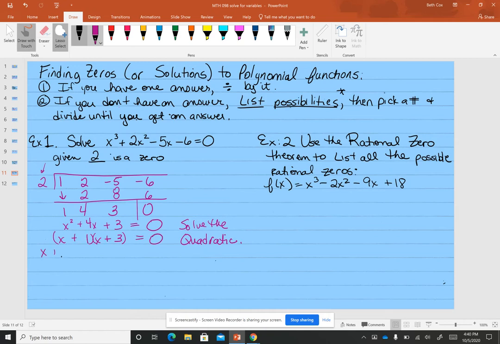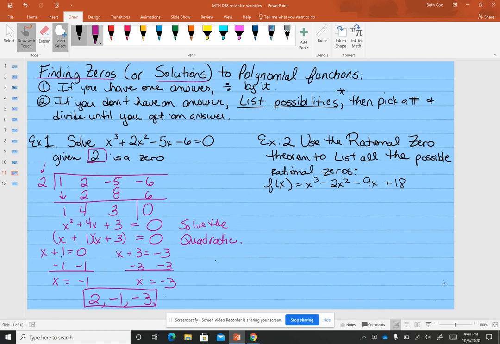And I get x plus 1 equals 0, so x is negative 1. And x is negative 3. So those are my 3 answers: 2, negative 1, and negative 3. Okay, finding zeros, also known as solutions. So I was given the first one, I divide by it, and then I can get the others.